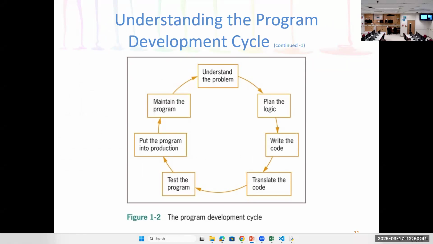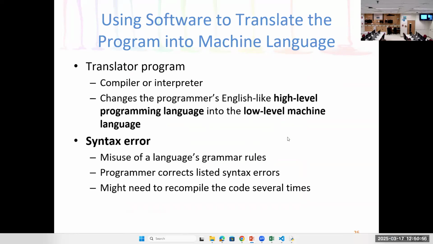And then you write the code, that means you translate it into a specific programming language. It can be Python or C or whatever it is, right? And when you translate it, that means you do the compiling or interpreting. So basically, when you translate the program into machine language, you have to follow the syntax. Each programming language has a specific syntax, right?